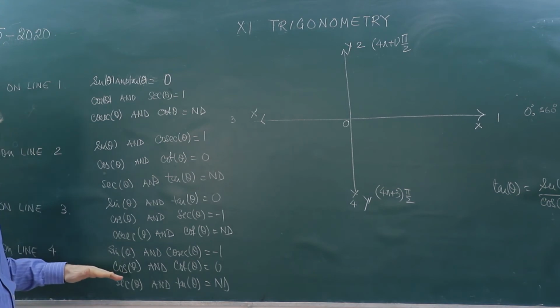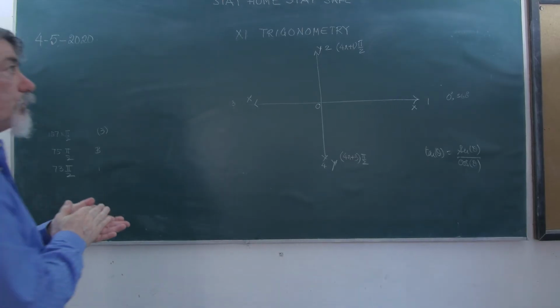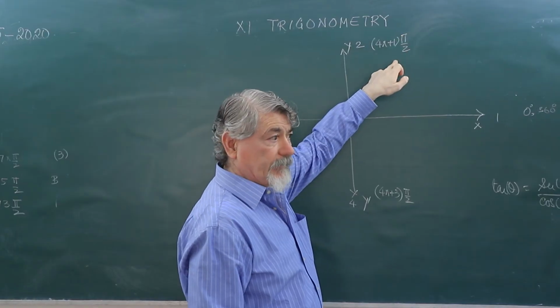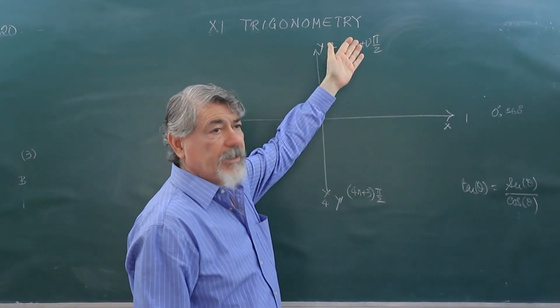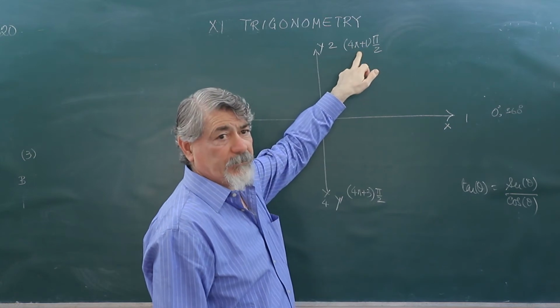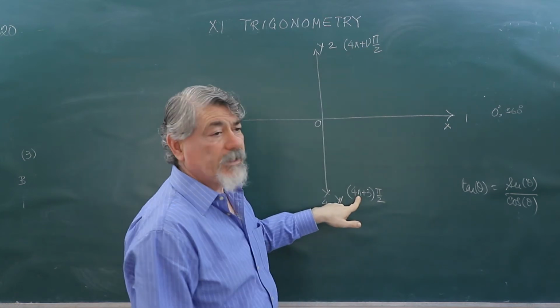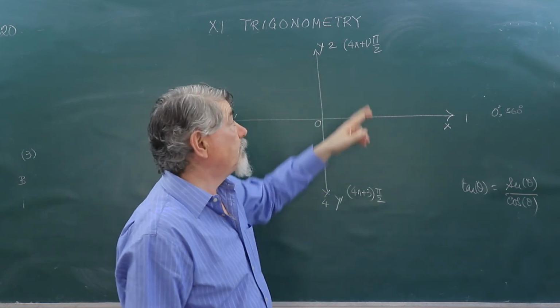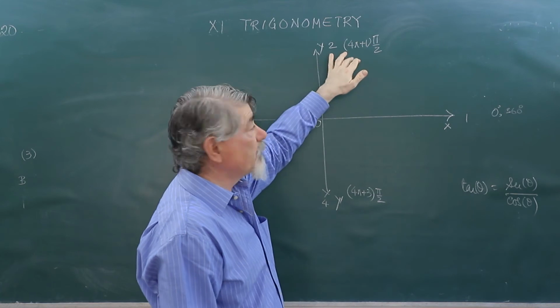The same is followed everywhere. We told you that along line 2 we have 4n plus 1 into pi by 2, odd multiples of pi by 2, because 4n is an even number. But if we add 1 or 3, it becomes odd multiples of pi by 2. Now what does it mean?